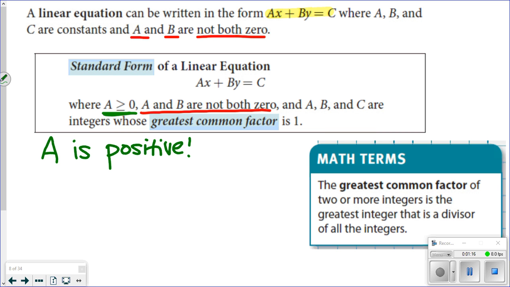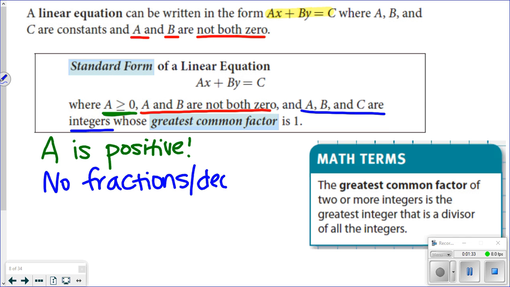Also, a, b, and c are integers. Okay, that means whole numbers. So we cannot have fractions or decimals. And then also their greatest common factor is 1. So these are just some rules for standard form. It's ax plus by equals c. A has to be positive. We can't have fractions or decimals.